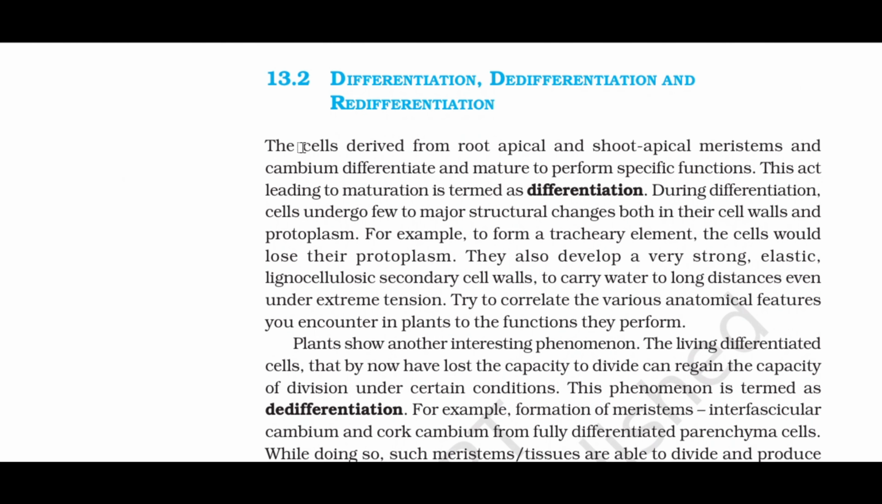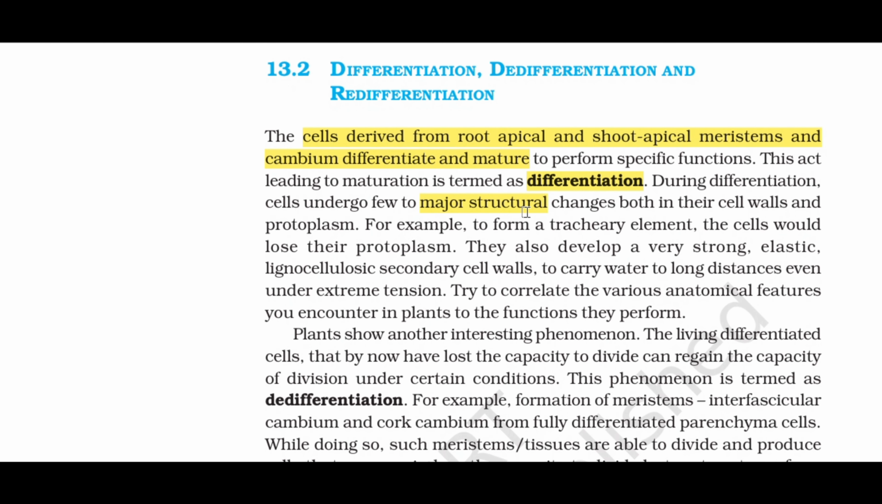The cells derived from root apical and shoot apical meristems and cambium differentiate and mature to perform specific functions. This act leading to maturation is termed as differentiation. During differentiation, cells undergo few to major structural changes both in their cell walls and protoplasm. For example, to form a tracheary element, the cells would lose their protoplasm.